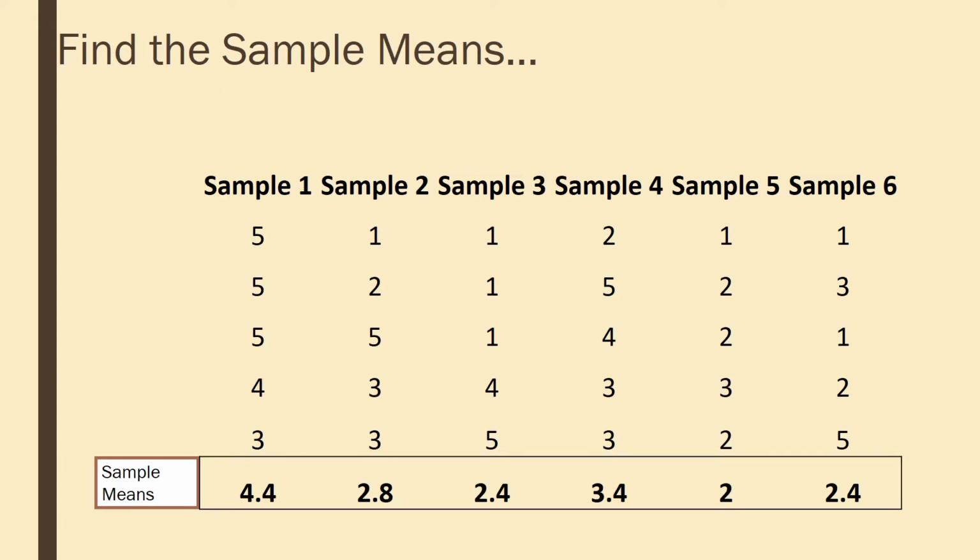Now we're going to find the sample mean for each of our samples. The first sample had a sample mean of 4.4. The second one had a sample mean of 2.8. The third had a sample mean of 2.4. The fourth had a sample mean of 3.4. The fifth had a sample mean of 2. And the last sample had a sample mean of 2.4.